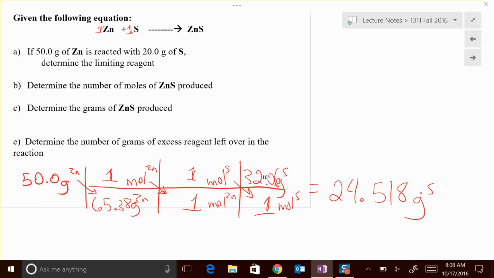This number is the amount of sulfur that I would need to react with the 50 grams of zinc that I have. How much sulfur do I actually have? I only have 20 grams. So what does that mean? Sulfur is the limiting reactant. Which one is the one in excess? Zinc. Okay? That's how I find my limiting reactant.